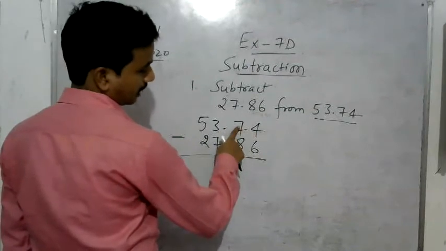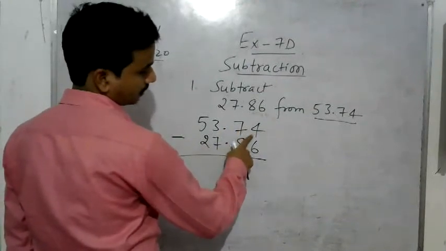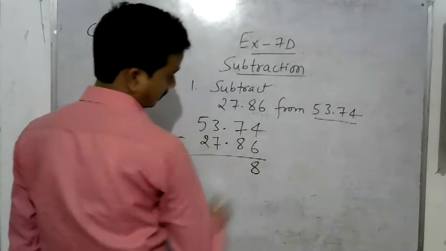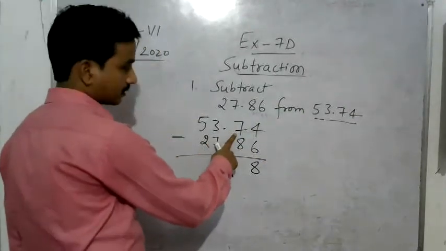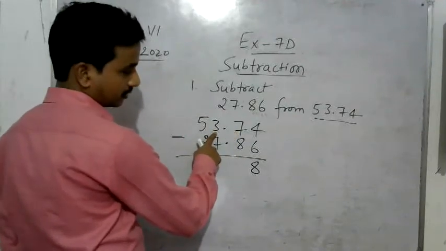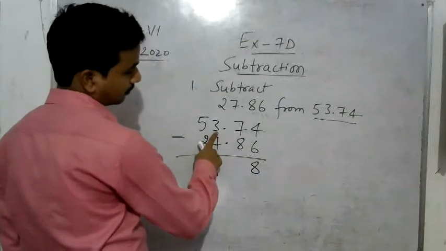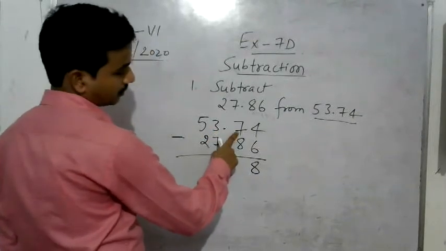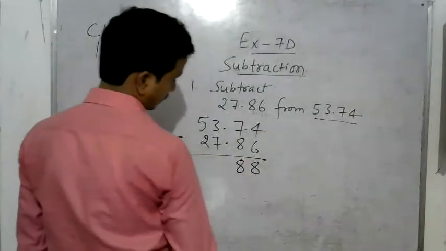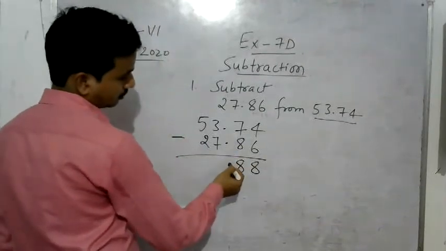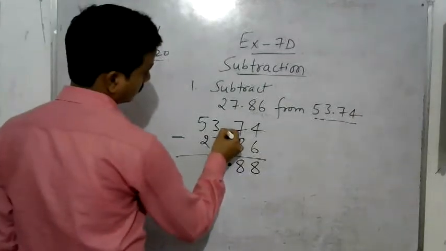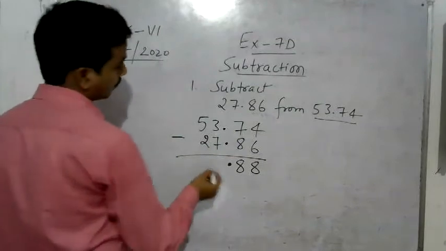So 1 carried from 7. 1 and 4 will become 14, and 14 minus 6 is 8. Now it has become 6, so we will take 1 carried from here. Then 1 and 6 will become 16, and 16 minus 8 is 8. Now here is the decimal point, so you have to put a decimal point here below.